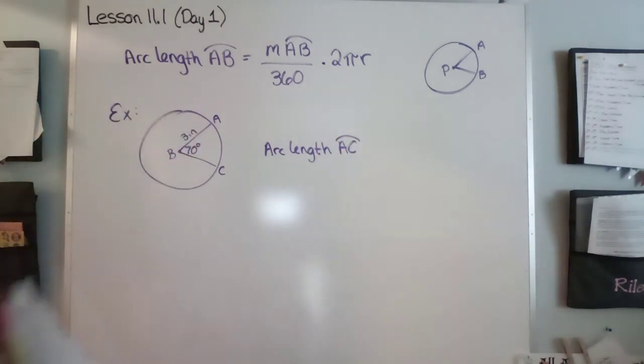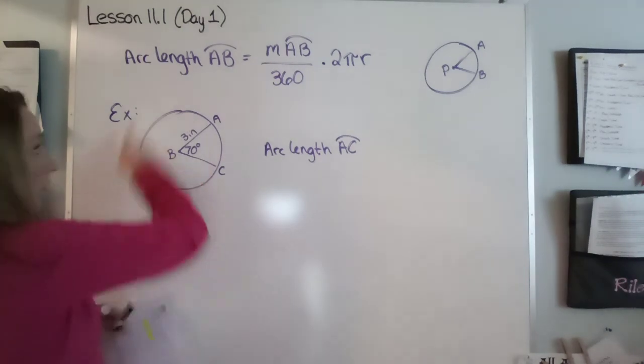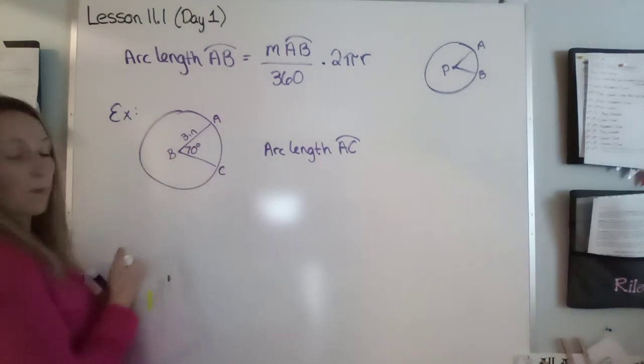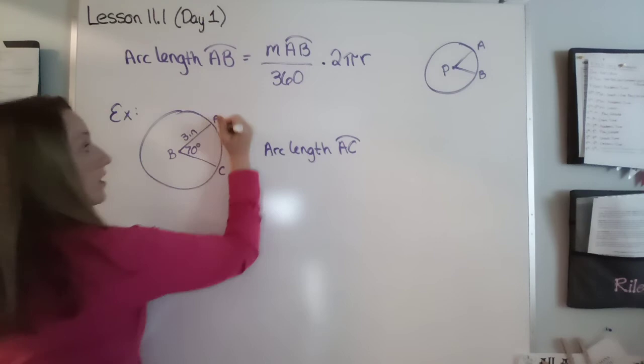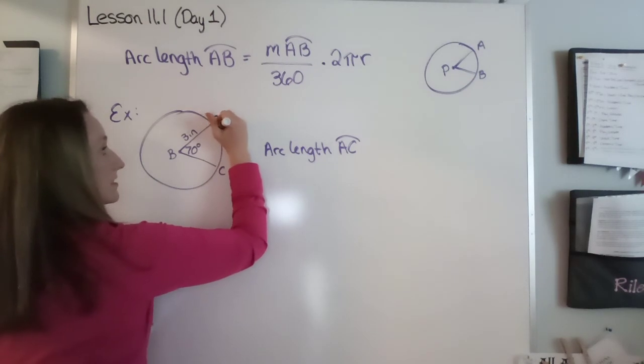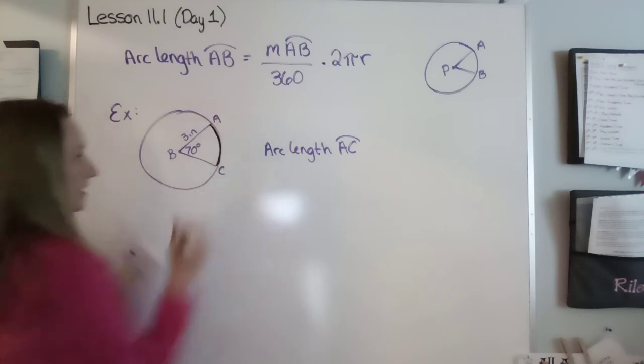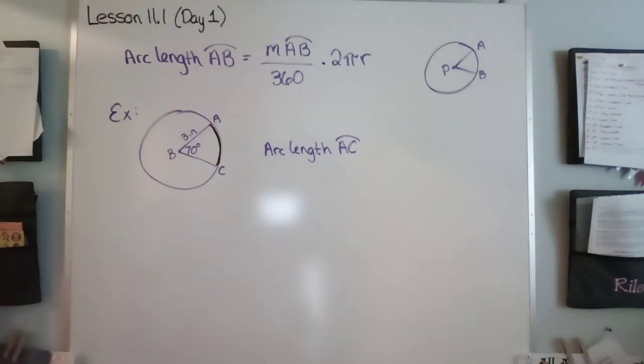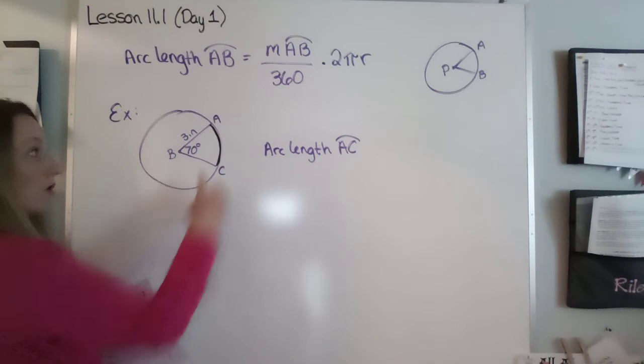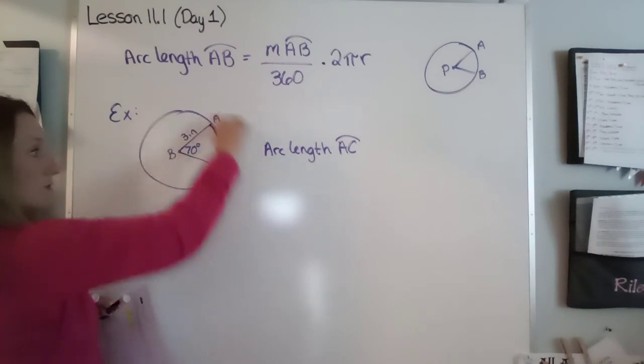Okay. So I'm not asked to find the circumference. I don't want to know the whole circumference. All I want to know is a part of the circumference. I want to know what is this part of the circumference from A to C, arc length AC. All right, so I need to know what fractional part this represents of the whole circle.